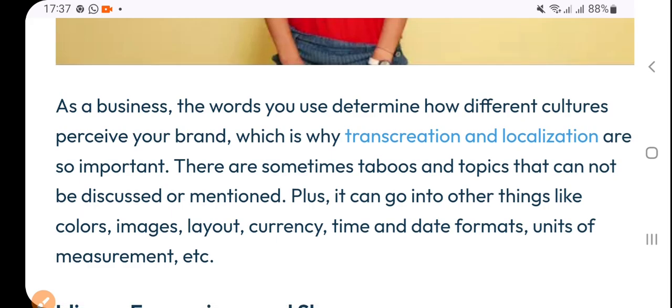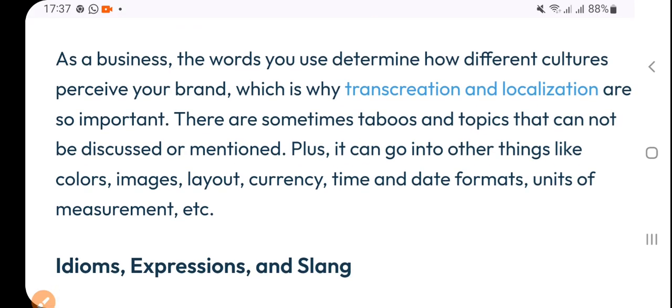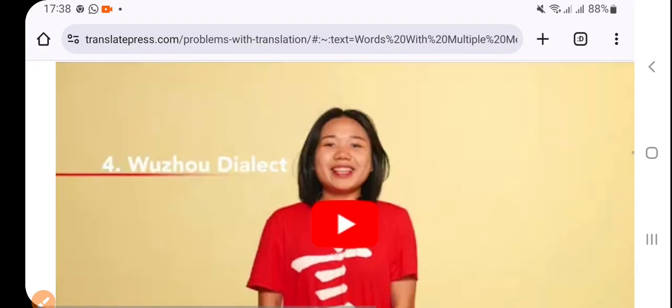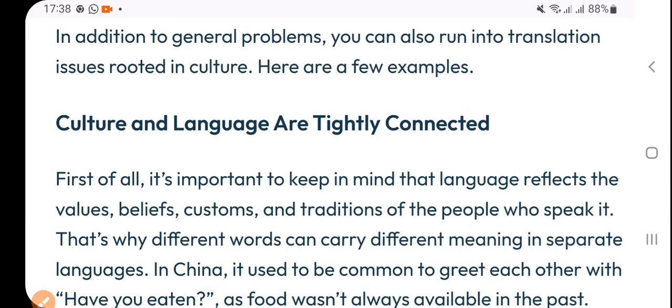And then in business, the words you use determine how different cultures perceive your brand, which is why transcreation and localization are so important. There are sometimes taboos and topics that cannot be discussed or mentioned. Plus, it can go into other things like colors, images, layout, currency, time and date formats, units of measurement, etc. So ultimately, culture and language are tightly connected.